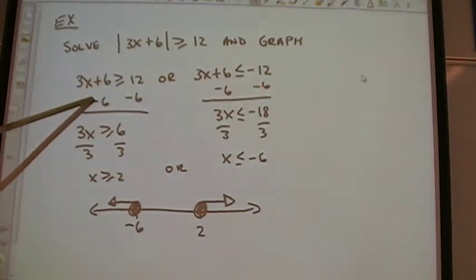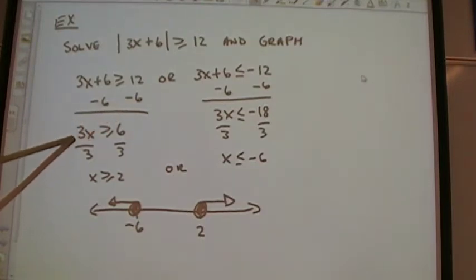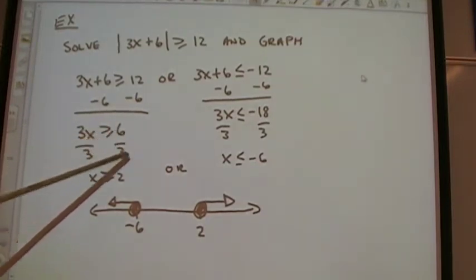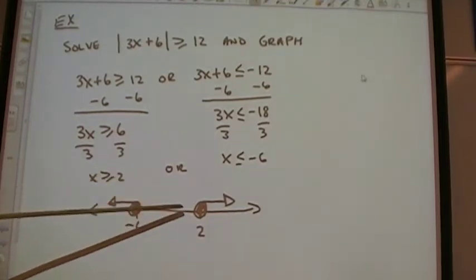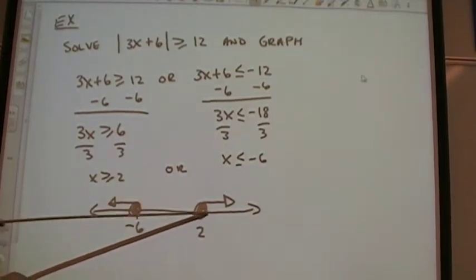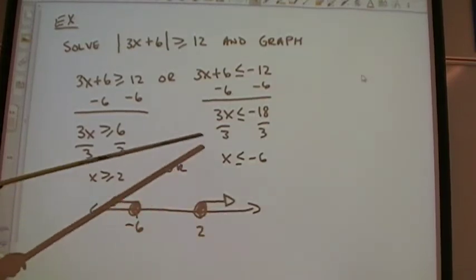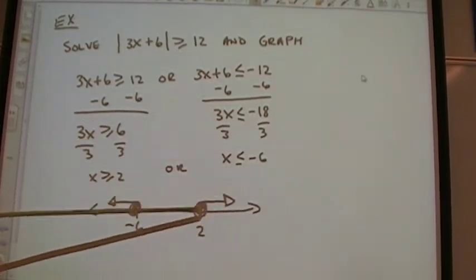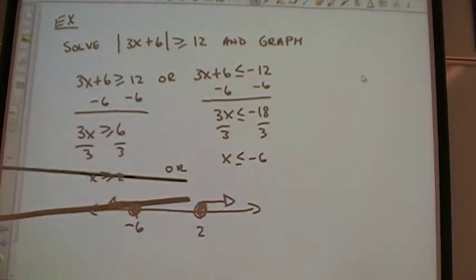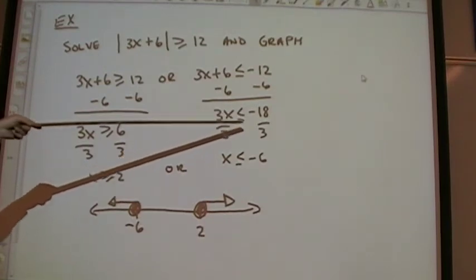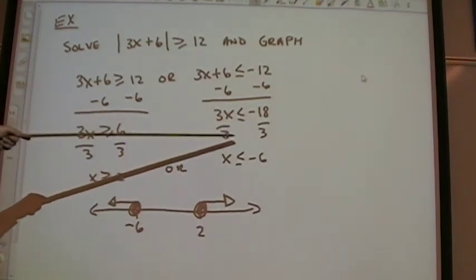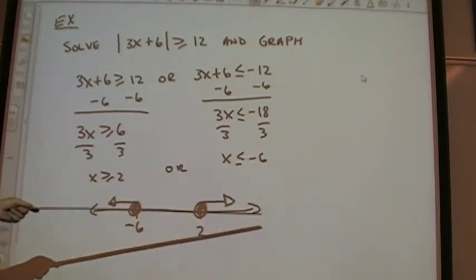Solve them each separately. Subtract 6, you end up with 3x greater than or equal to 6. Divide by 3, x is greater than or equal to 2 is your first solution. Before we get to the graph, let's go ahead and solve both of them, and then we'll graph them together. Subtract 6, you get 3x is less than or equal to negative 18. Divide by 3, x is less than or equal to negative 6.